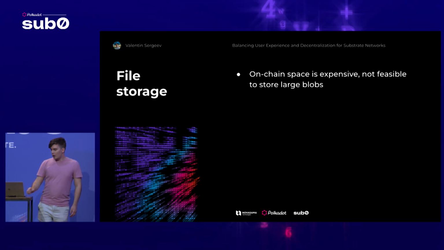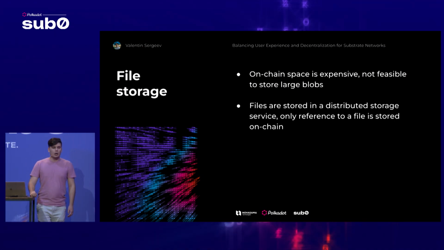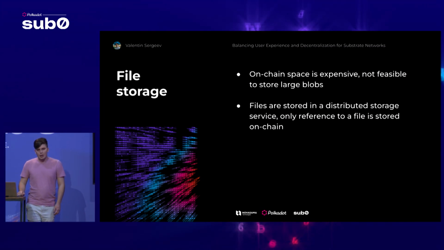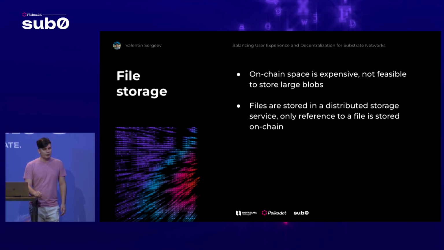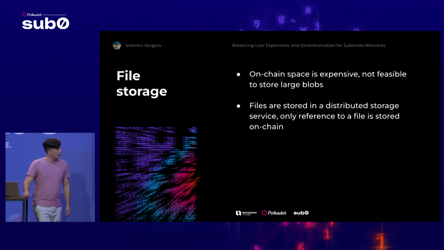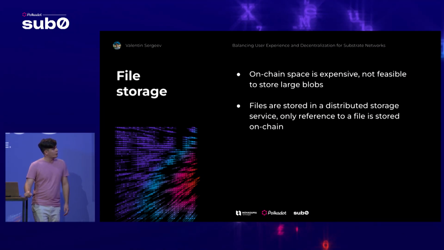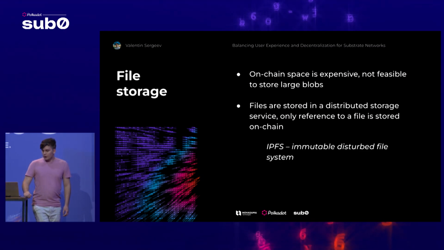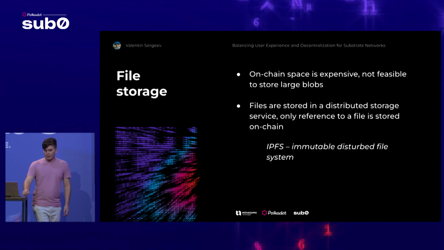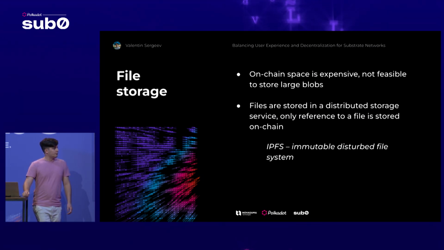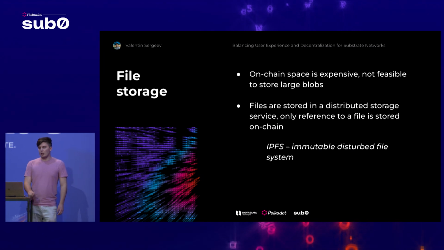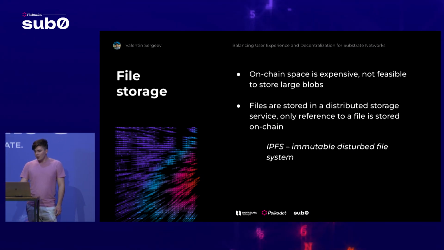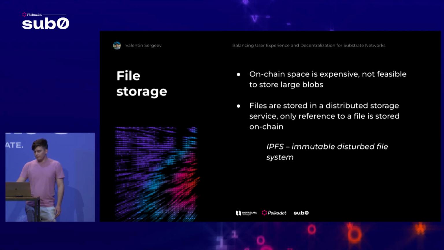And for that reason, the common approach is to store those blobs somewhere else, like hopefully in some distributed storage, and only store a reference to a file on-chain. The most known example of such distributed storage is IPFS, which is an immutable distributed file system which allows you to just store a file and not really care that it will be lost anywhere in the future if you do it right.